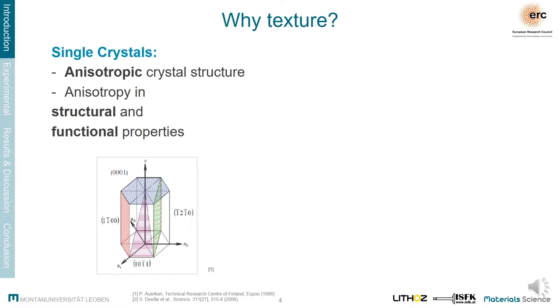Well, when we think about single crystals of ceramic materials, they often show asymmetric crystal structures. For example, alumina has a hexagonal crystal structure. This asymmetry leads to anisotropic structural and functional properties. Of course, it would be great to profit from higher or better properties from certain planes or directions of the crystal structure, also in polycrystals.